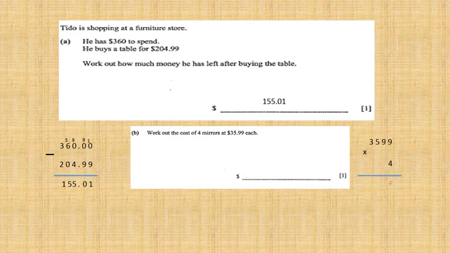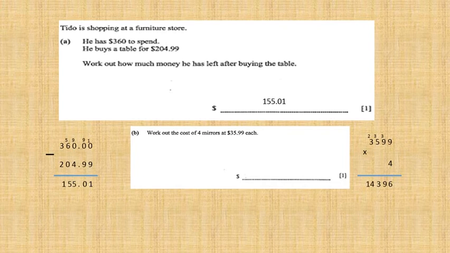9 times 4 equals 36, which means 6 and carry up 3. And 9 times 4, it's again 36, but plus 3 equals 39. 9 and carry up 3. And 4 times 5 equals 20. 20 plus 3 equals 23, so it's 3 and carry up 2. And after that, 3 times 4 equals 12, plus 2 equals 14.